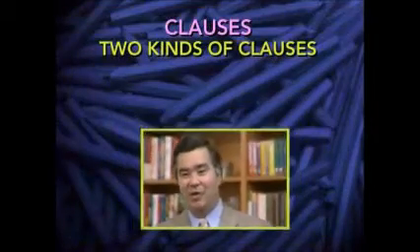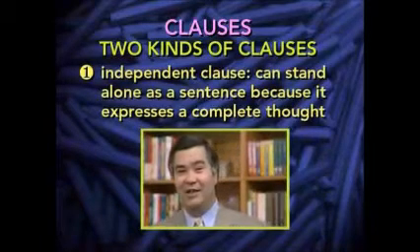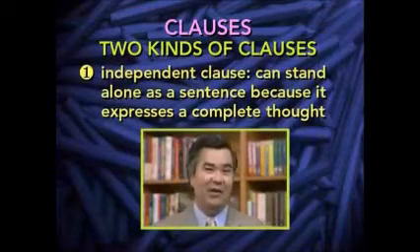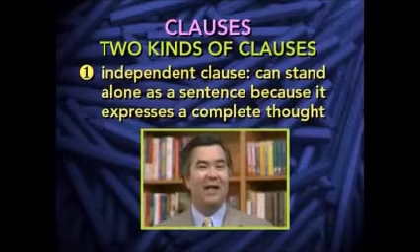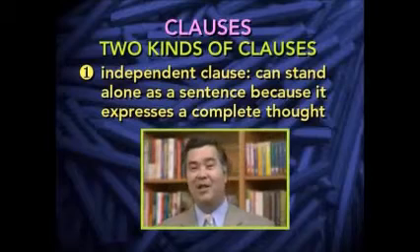But it's important to understand both kinds of clauses because larger and more complicated sentence structures may involve both kinds of clauses. Here's how it works. The first kind of clause is an independent clause. An independent clause is one that can stand alone as a sentence. Why? Because it expresses a complete thought.